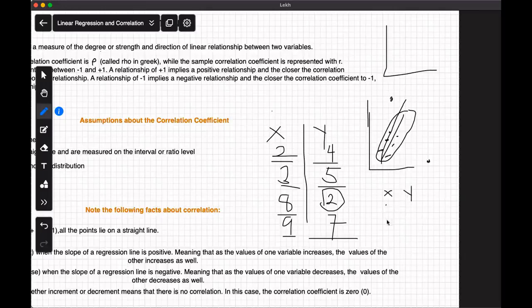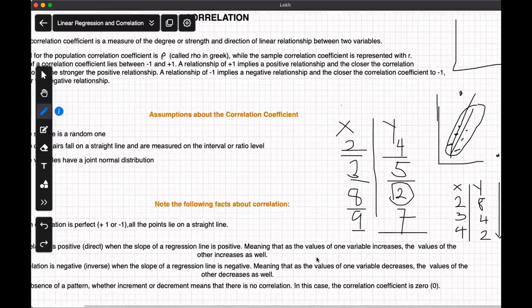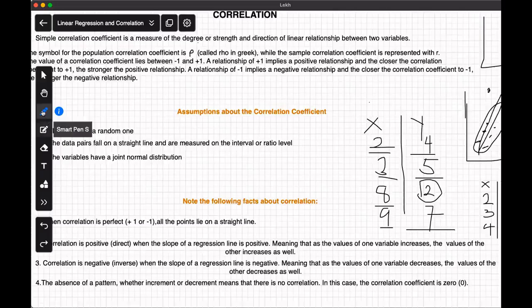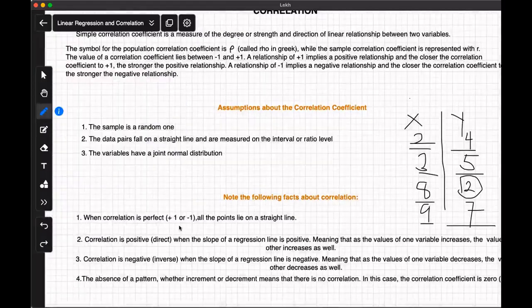For instance, it could be 2, 3, and maybe 4 here, but maybe y started from 8, and then it goes to 4, and then it goes to 2. This means that as x is increasing, y is decreasing. Whereas as x is increasing here, y is also increasing. What we are trying to do is find a way to quantify the relationship between the two. We do that using a formula that gives us a range between -1 and +1.